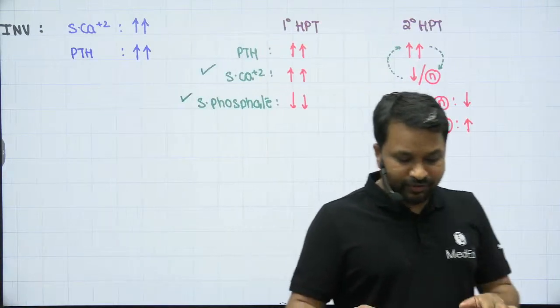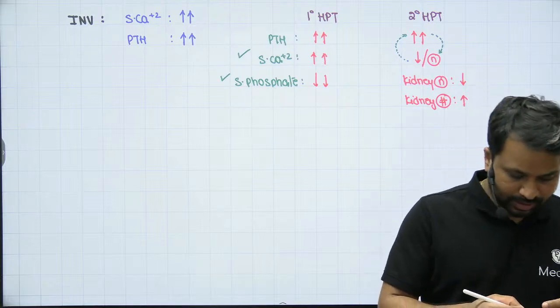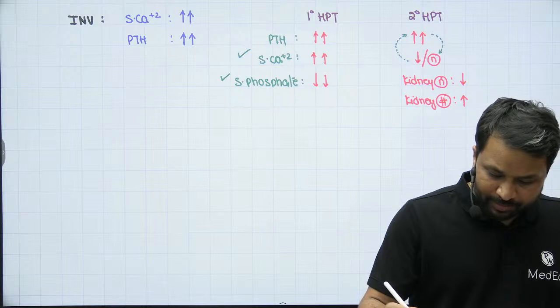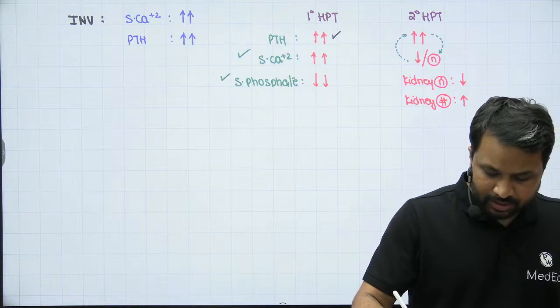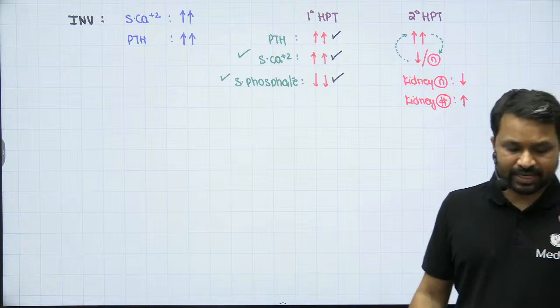So this is how you differentiate between primary as well as secondary hyperparathyroidism, right? Now, in primary hyperparathyroidism, you see elevated parathyroid hormone, elevated serum calcium, and decreased serum phosphate levels. As simple as that.